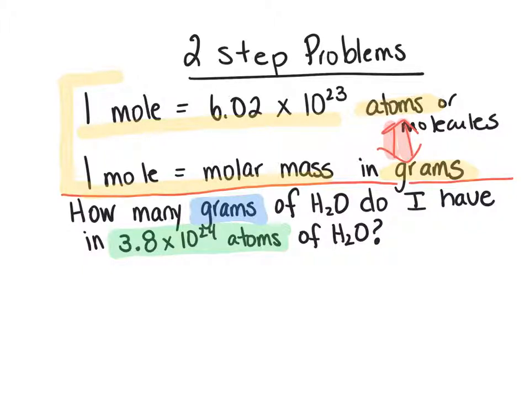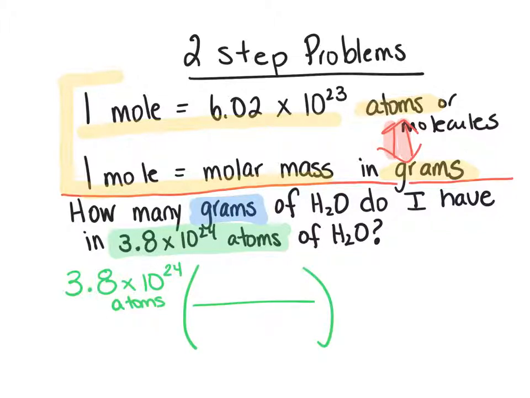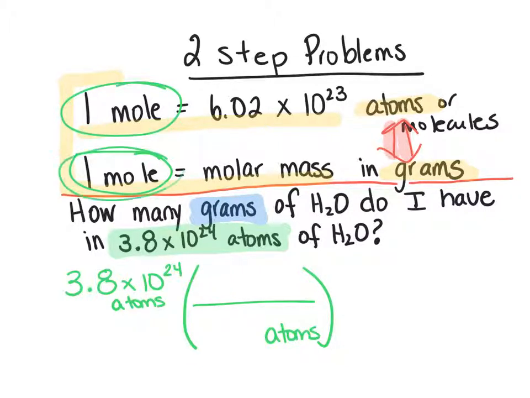So we're going to have to do 2 steps. I'm still going to start with what I'm given. I highlighted in green 3.8 times 10 to the 24th atoms. Again, I don't want atoms anymore, so atoms goes on the bottom. I'm going to have to get to moles first because these things both have moles in common so that I can get directly to my answer of grams. So I'm going to put atoms on the bottom and I'm going to get to moles first.